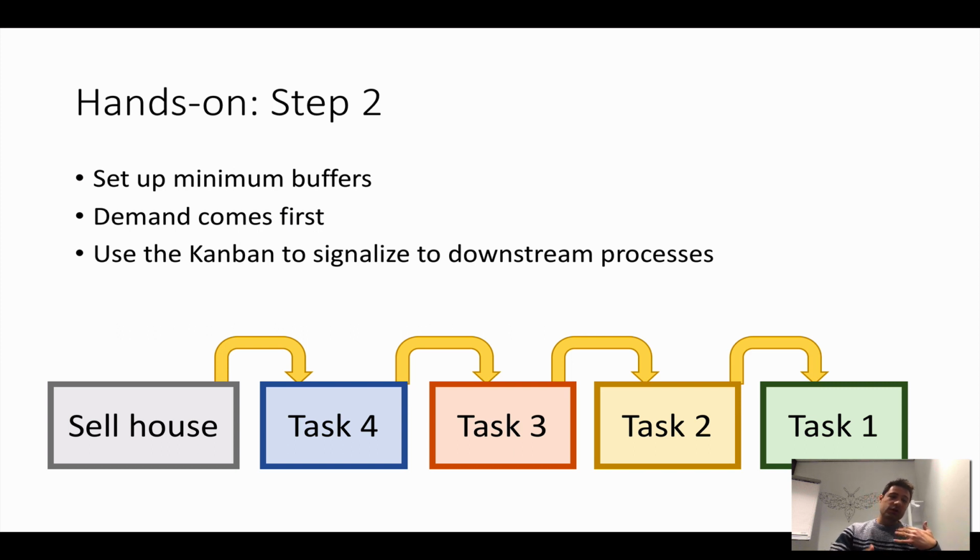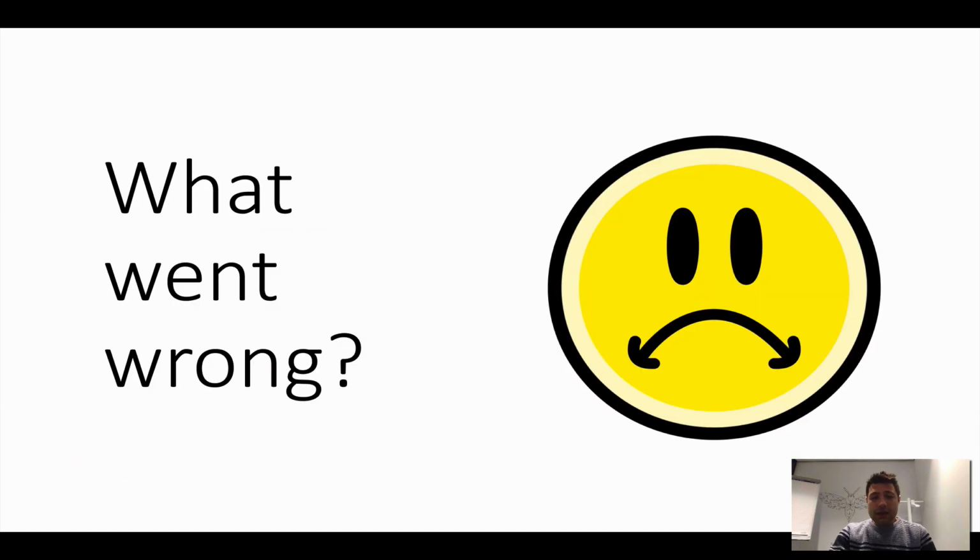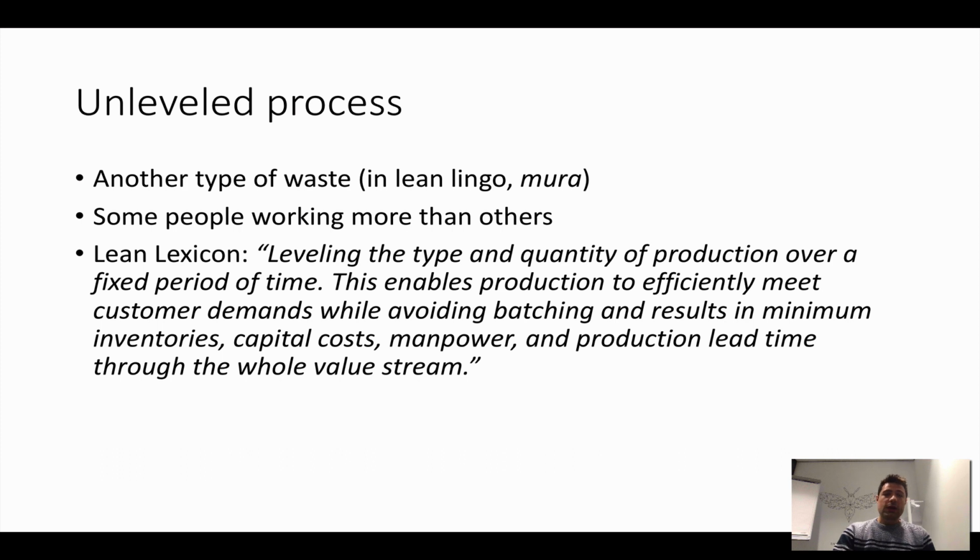Then we went to step 2 of the task, which was, let's just work based on the demand that we know. So if you pay attention to the figures now, the arrows are quite inverted. Now it starts from selling the house. We know we need to sell the house. Task 4 starts to work. This signalizes task 3 that they need to work, and so on and so forth. You did it. It was a bit better, but we now had a different type of waste, which was the unleveled process. We had 4 tasks, and some groups were working more than other groups.